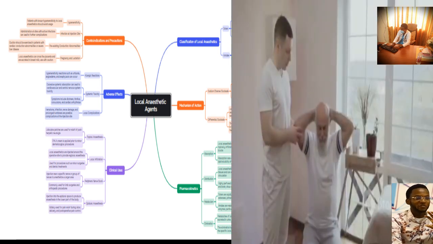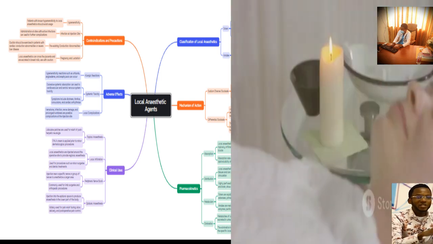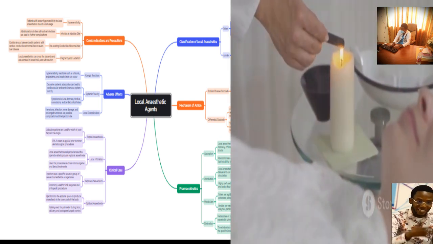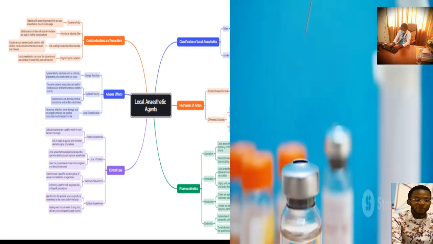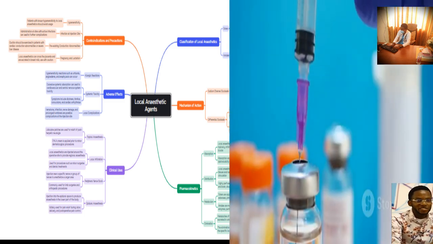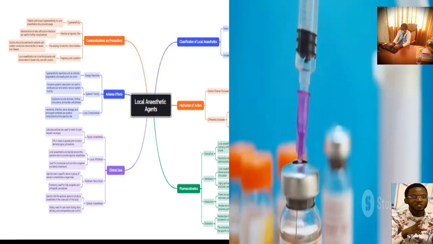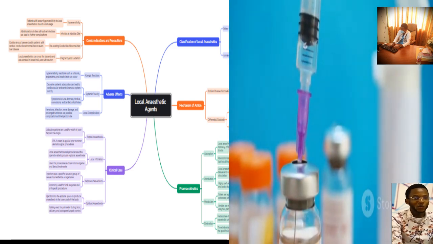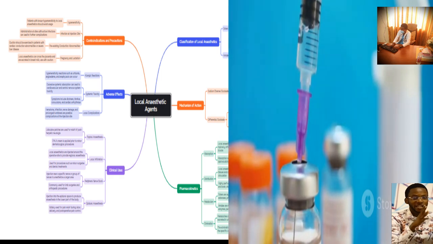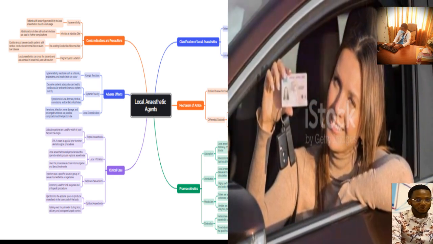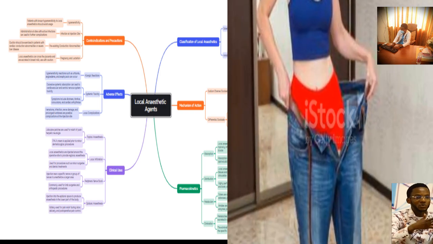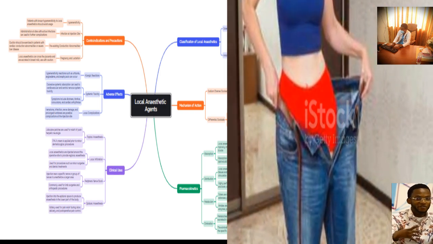USMLE-style questions. 1. A 35-year-old patient is undergoing a minor surgical procedure and receives a local anesthetic injection of lidocaine with adrenaline. Which of the following is the most appropriate precaution regarding the use of this combination? Answer: lidocaine with adrenaline should not be used for procedures involving end artery regions, such as digital nerve blocks, due to the risk of reduced blood supply.